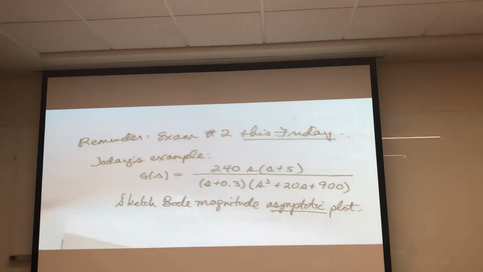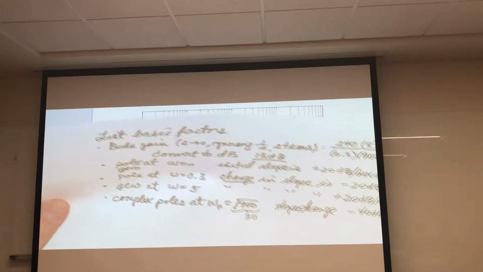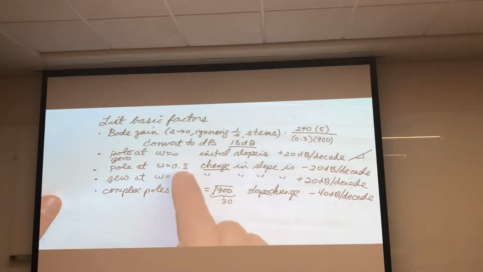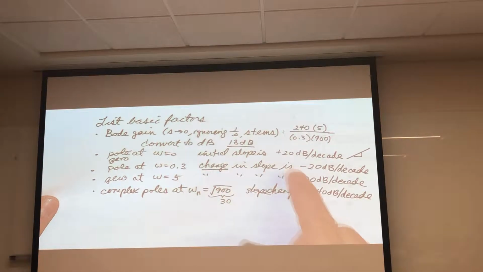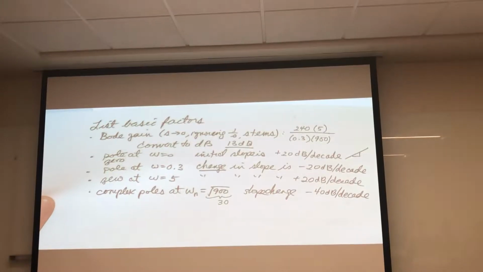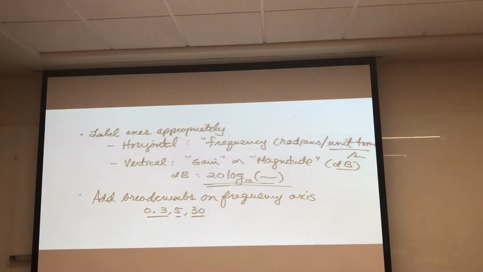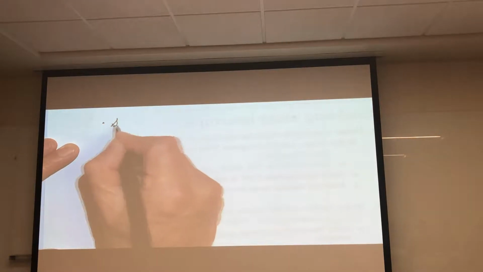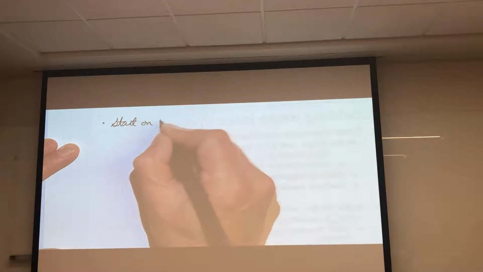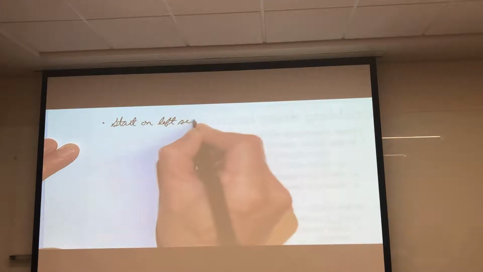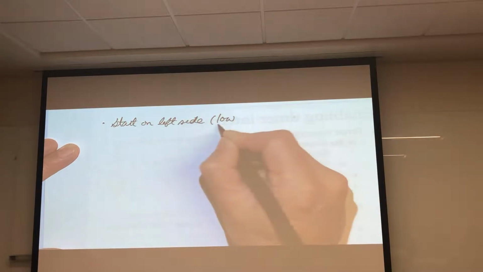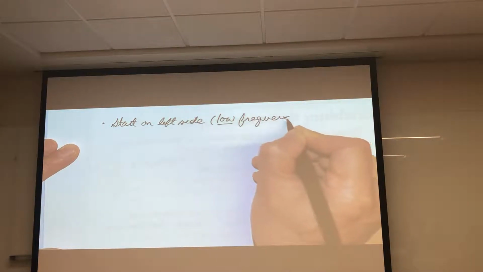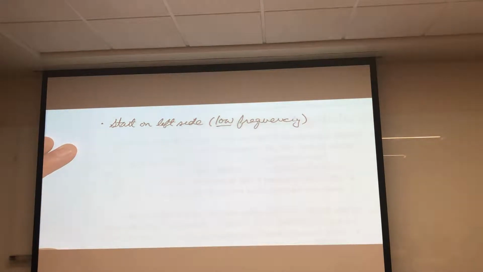Okay, so this was the transfer function. We listed the basic factors. And not only did I list the basic factors, but I also wrote down what was the change in slope. We've got our axes labeled. We've got our breadcrumbs on the axes. Now what we're going to do is we're going to start on the left side. This is low frequency. Start on the left side at low frequency.